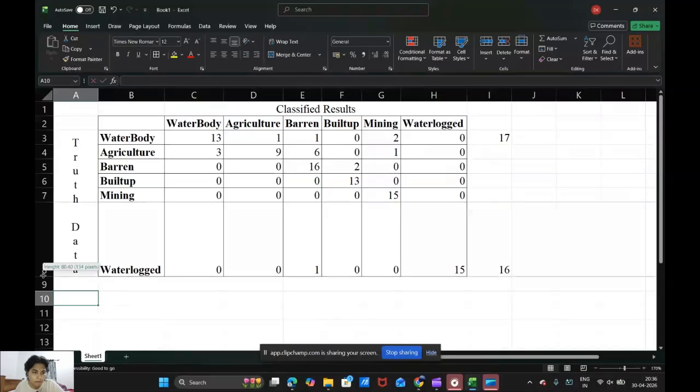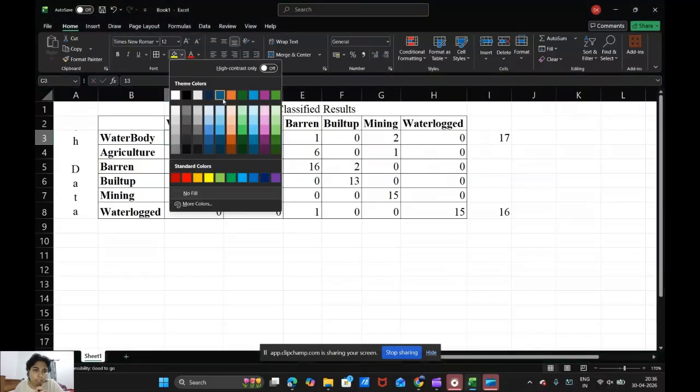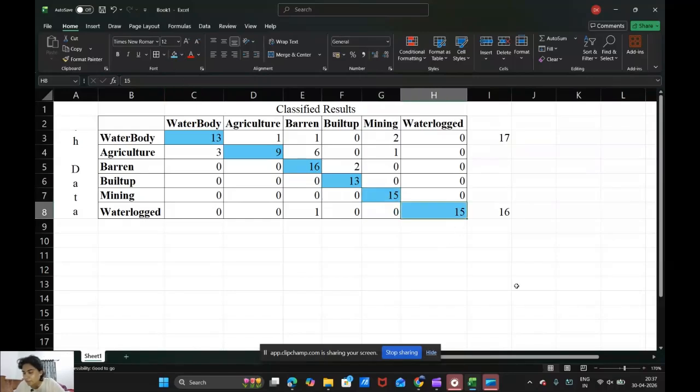This row, I will bring it back here so that you're able to see the diagonal. Let us color this diagonal with some light blue color so you are able to see that these are the correctly classified numbers. Tell me if you're comfortable here, until here.